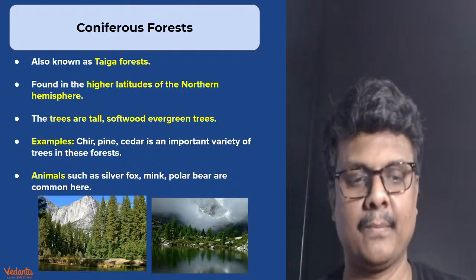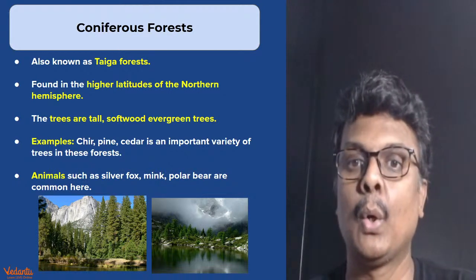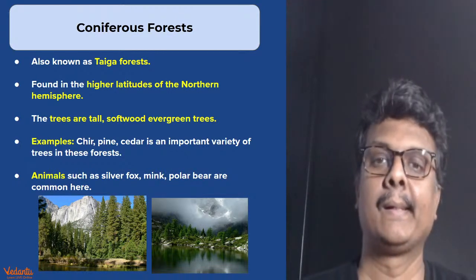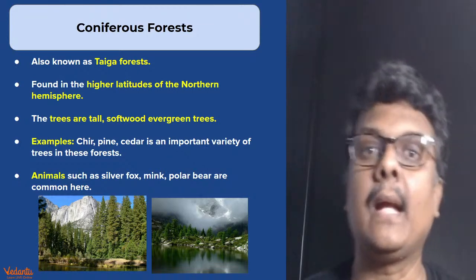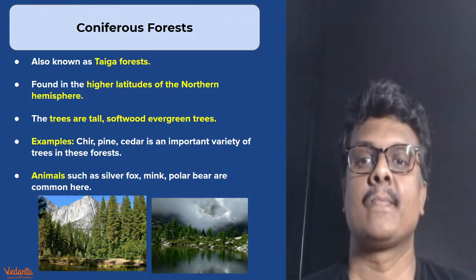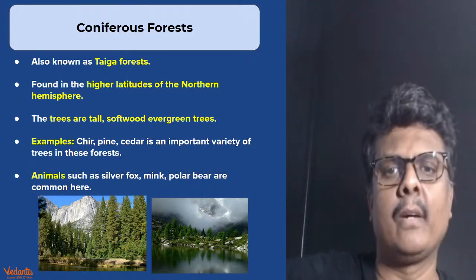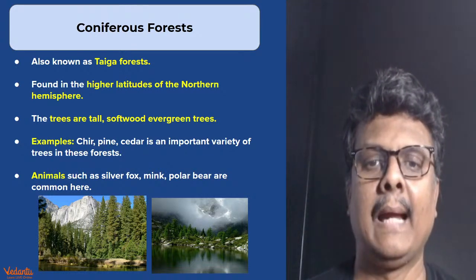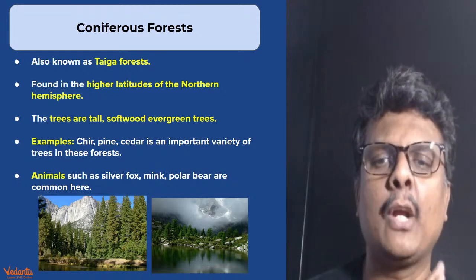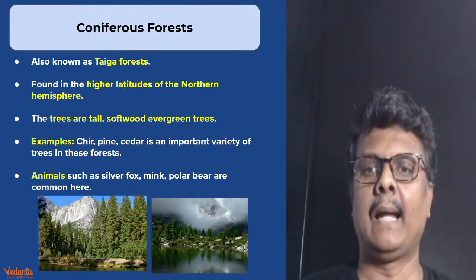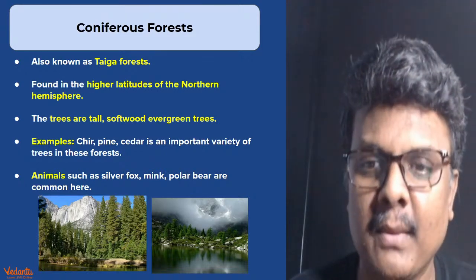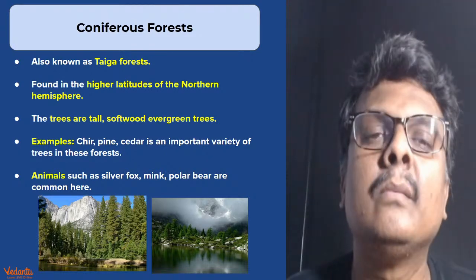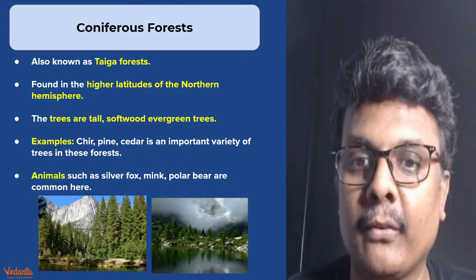Coniferous forests. Now, they are called taiga forests. They are typically in the northern hemisphere. And again, guys, very cold, very, very cold regions. And the trees are very tall like pine, soft and evergreen trees. Fir, pine, cedar are very common in coniferous forests.